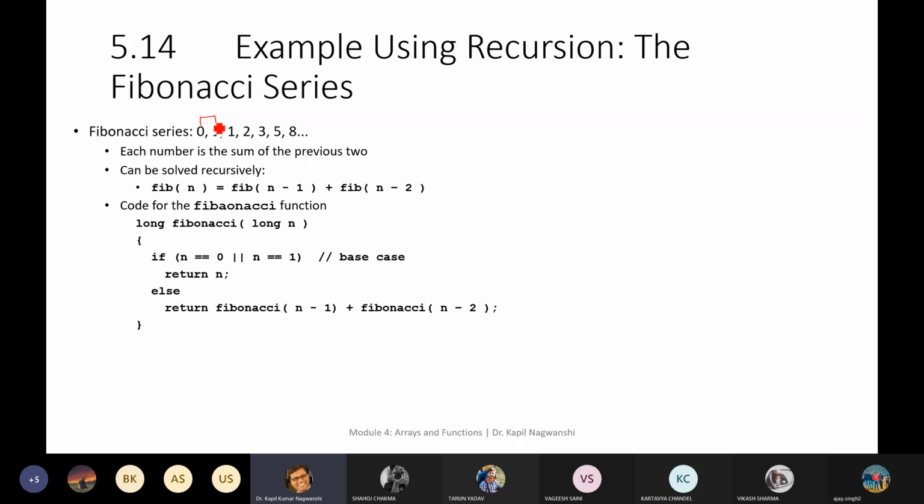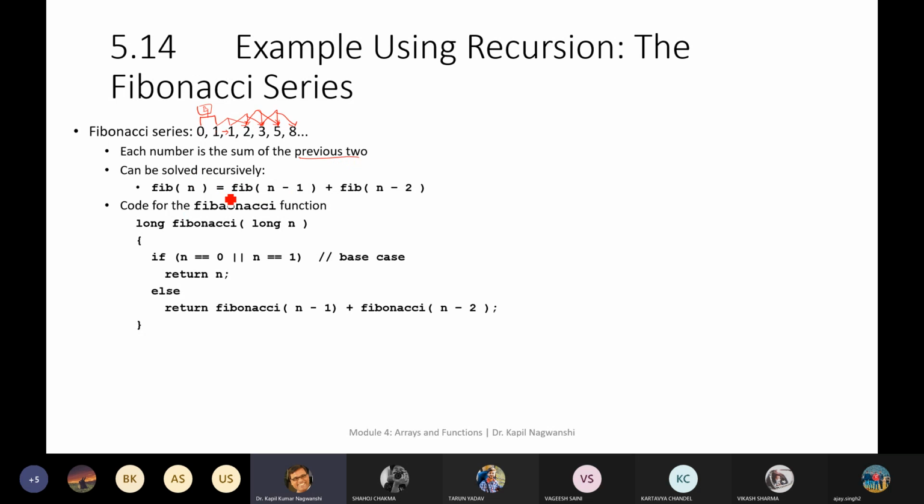It will start from the base case. This is our base case. And then these numbers will generate the next number. So 0 plus 1 will give you 1. And after that 1 plus 1 will give you 2. And then 1 plus 2 will give you 3. And 2 plus 3 will give you 5. And 3 plus 5 will give you 8. And likewise, each number will be generated from the previous two numbers. So each number is the sum of the previous two numbers.